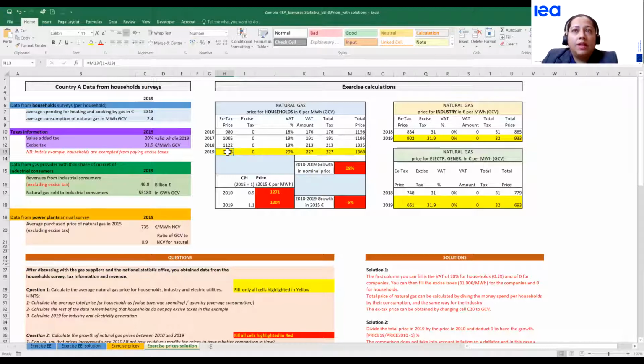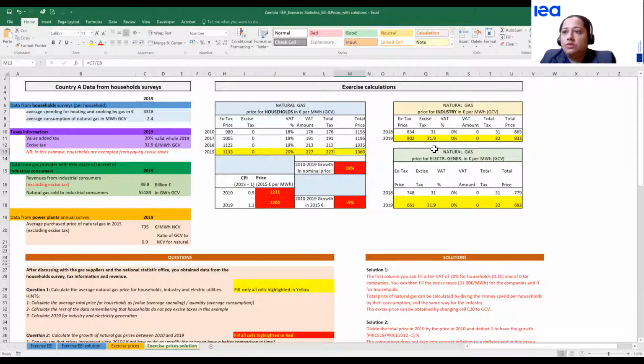And once you have calculated your ex-tax price based on your total price and your VAT, you do a back calculation here. You can now calculate your total VAT amount, which is 20% of that amount. So your total tax is normally the sum of excise tax plus your VAT, but here excise tax is 0, so it's just the VAT amount. So for household, you have everything filled out.